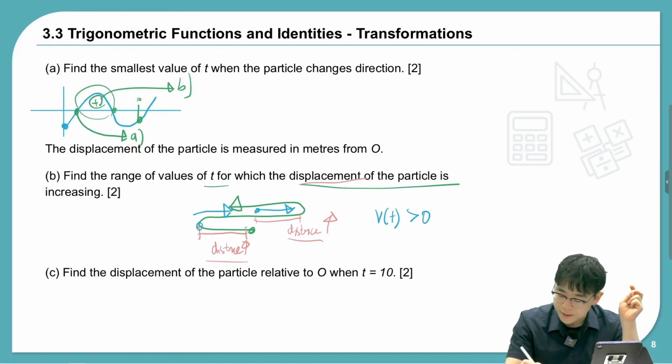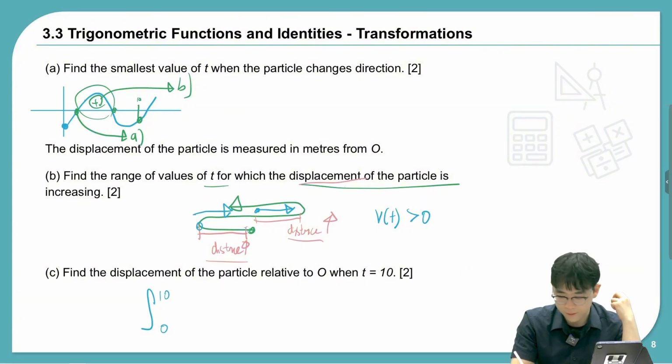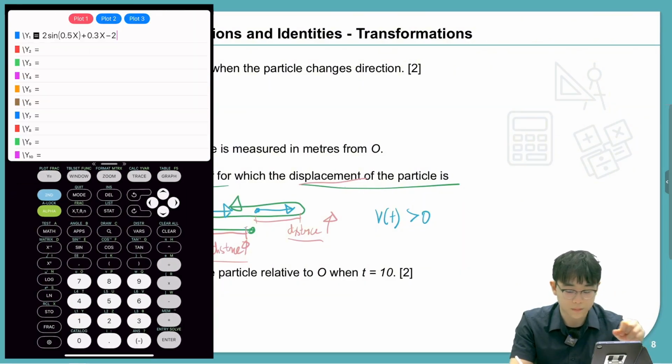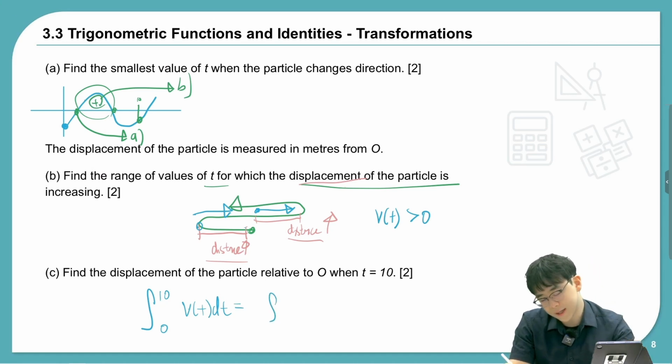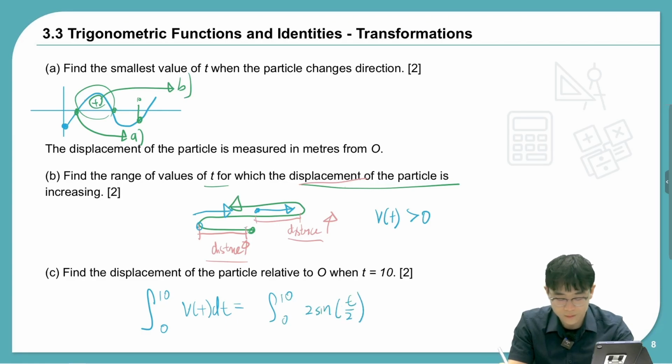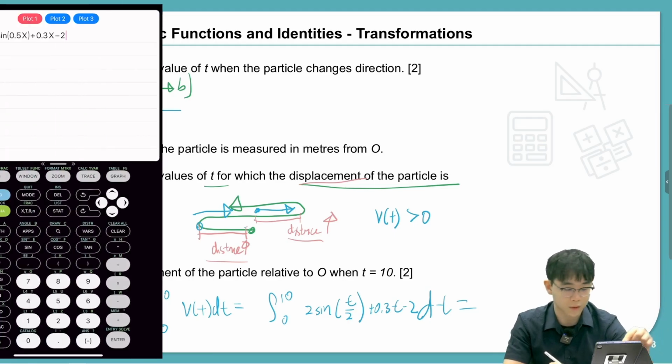Okay. And then C, we want to find the displacement of the particle relative to O when t is 10. So we would just use the integral of 0 to 10 of this entire graph, right, of this velocity function. And that would give us the displacement, right? If you wanted distance, you would have to put in absolute values, but here it's pretty simple. We don't have to do that. So we have that plus 0.3t minus 2, right? So we just got to evaluate this using our calculator, and we're good to go for all 3 points here.